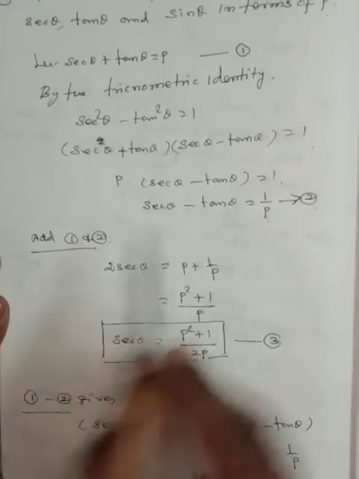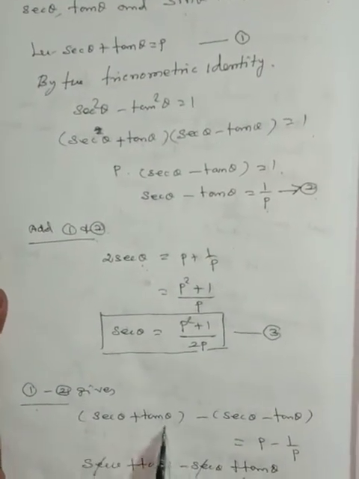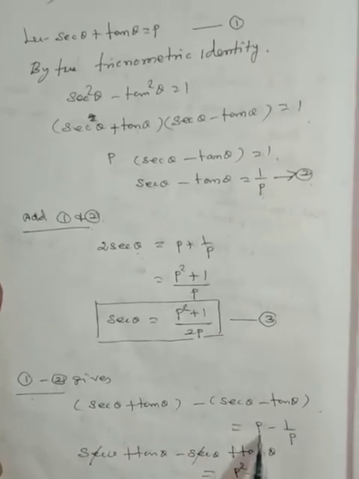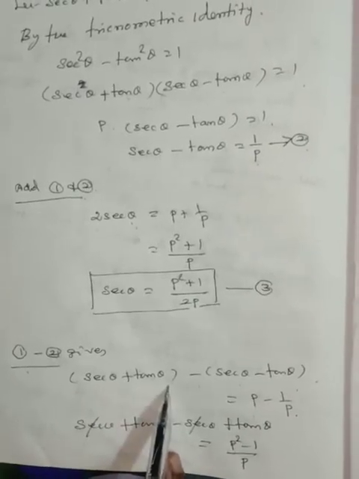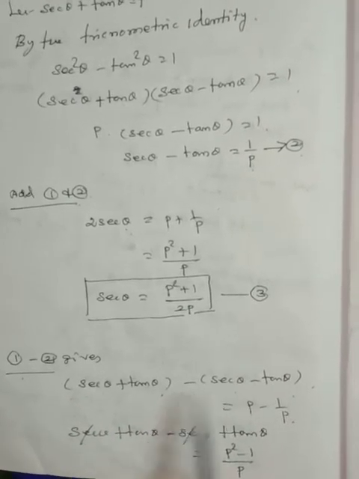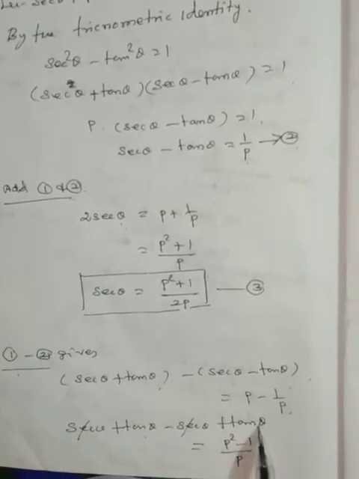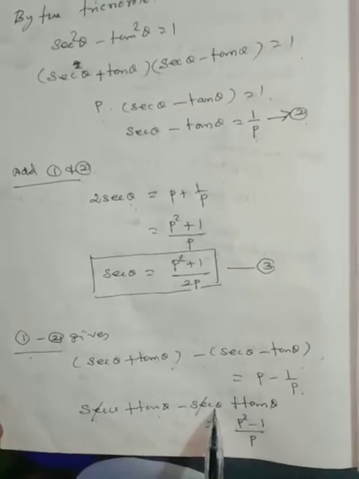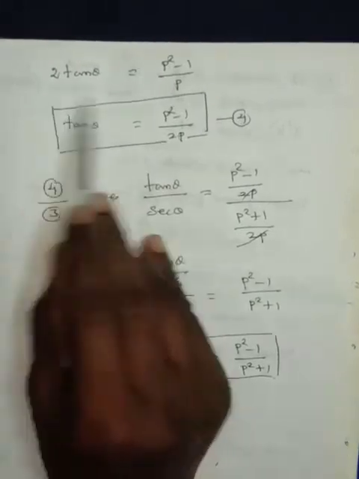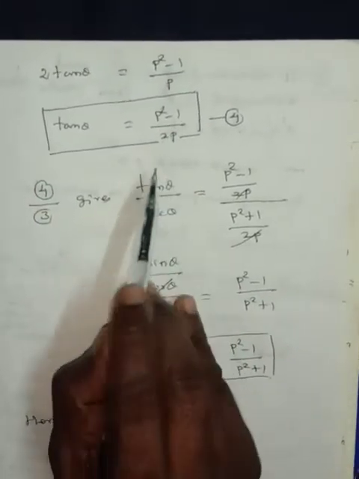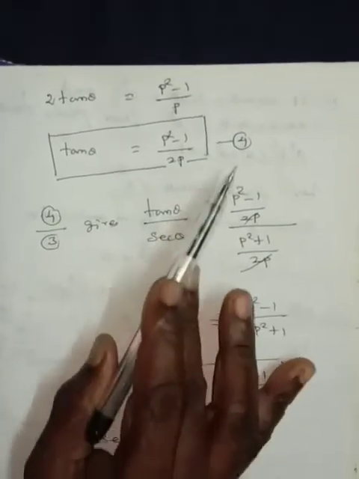Take equation number 1 and 2, subtract 2 from 1, we get secant theta plus tan theta minus secant theta minus tan theta is equal to p minus 1 by p. Now first bracket, eliminating, we get secant theta plus tan theta. Distribute this negative sign, minus secant theta, minus of minus positive tan theta. Secant theta and negative secant theta are cancelled. 2 tan theta is equal to p minus 1 by p. Divide through by 2 on both sides, we get tan theta is equal to p square minus 1 divided by 2p. Equation number 4.